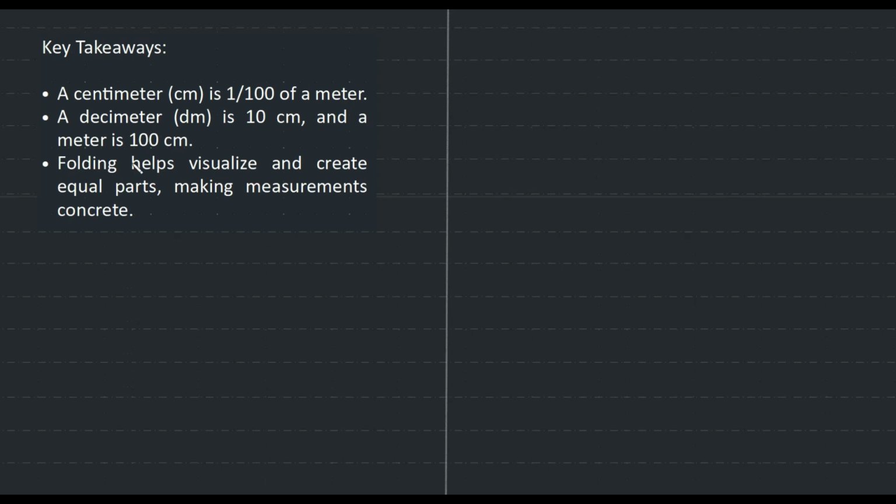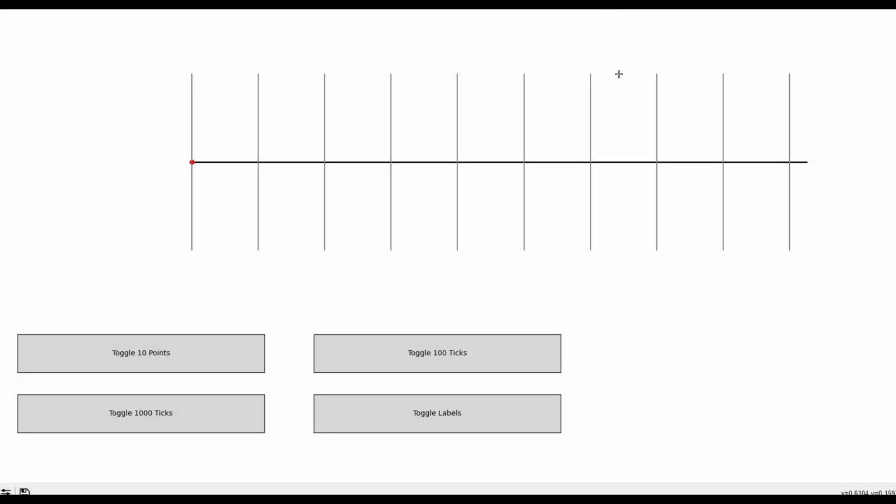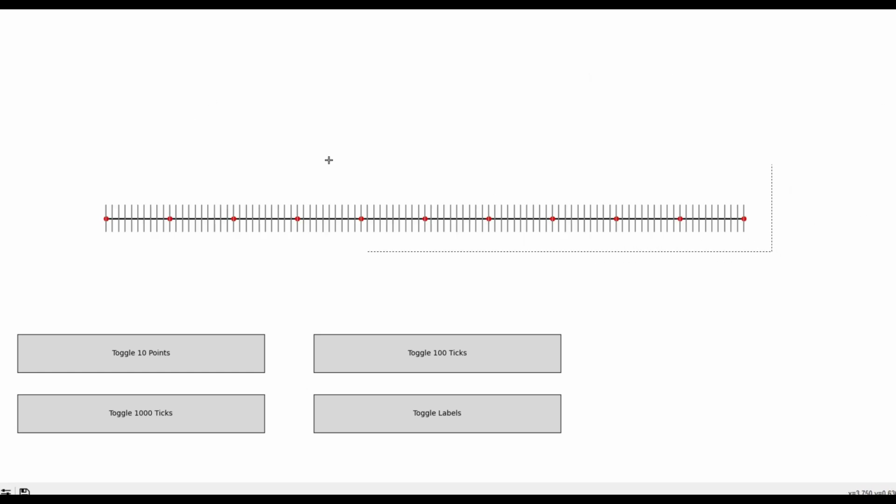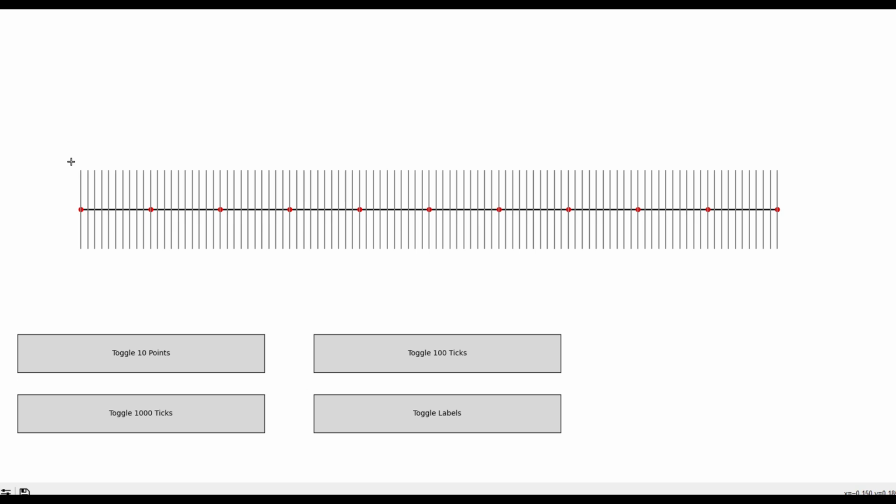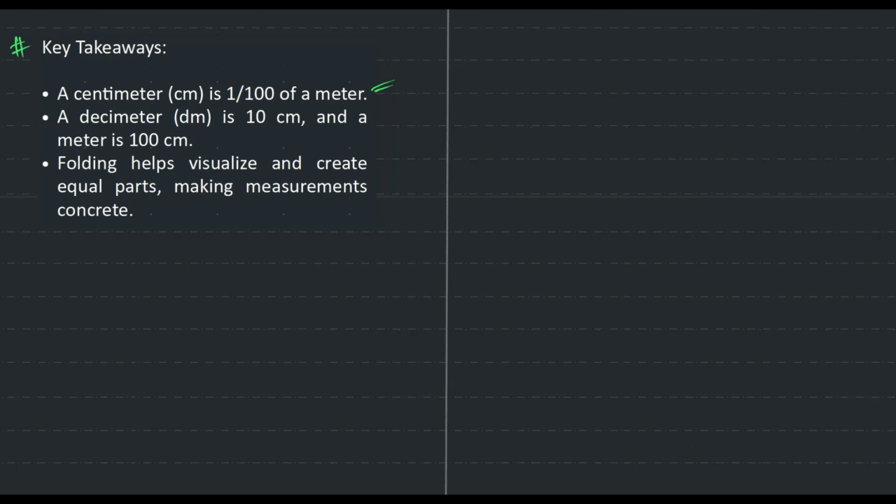And key takeaway. A centimeter is 1/100th of a meter. I hope you guys were able to see this. This I confirmed with this animation as well, right? And our decimeter is 10 centimeter and a meter is 100 centimeter. I hope you guys were able to conclude this as well.